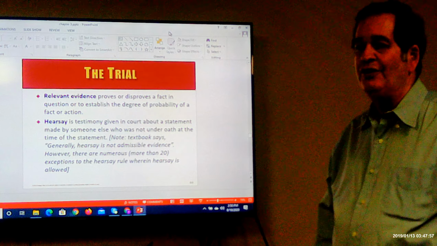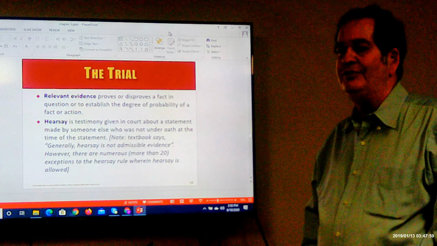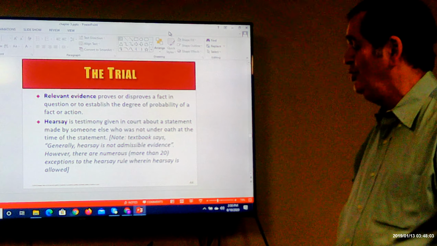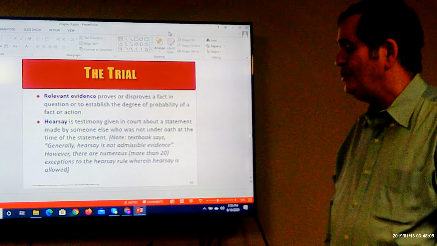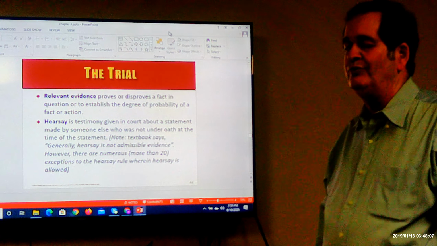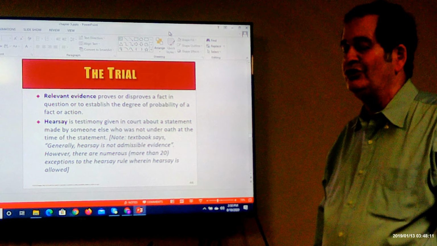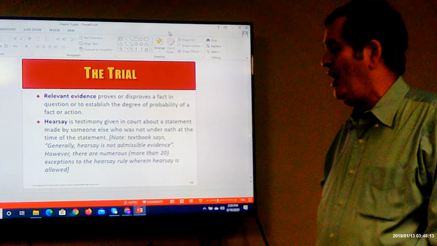Okay, hearsay is a very difficult topic to discuss, so we can't get into it in depth. It would take days to do. But hearsay, first thing I recommend with hearsay is just memorize the definition and always go back to the definition to first say, is this hearsay or is it not hearsay?